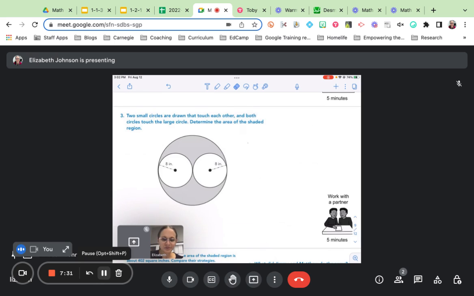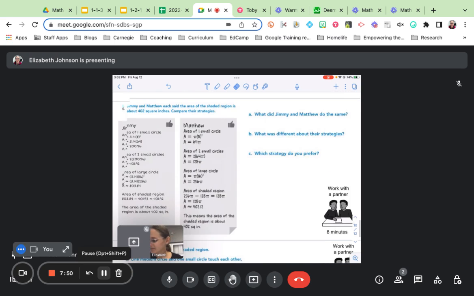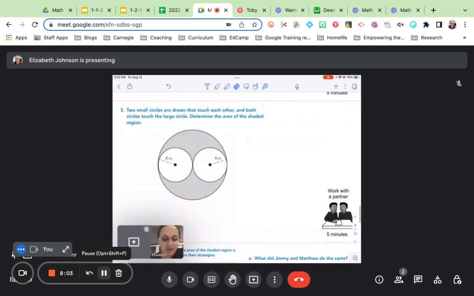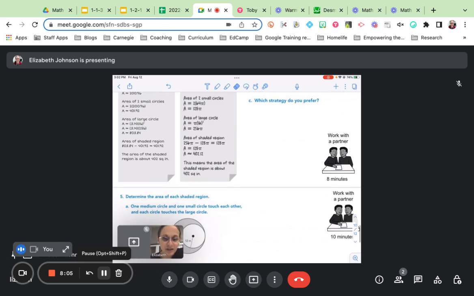So what I want you to do now is take a look at this problem and think about how you would find the area of the shaded region. Okay, you're starting to think about it. Let me show you how two other students found the area of the shaded region. Here's Jimmy's work and here's Matthew's work. Jimmy and Matthew each said that the area of the shaded region is about 402 square inches. What I want you to do is think about how you would do it and then compare your plan with Jimmy and Matthew's.